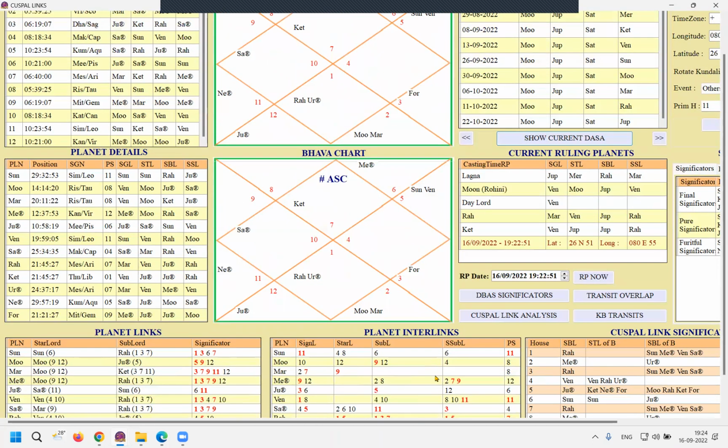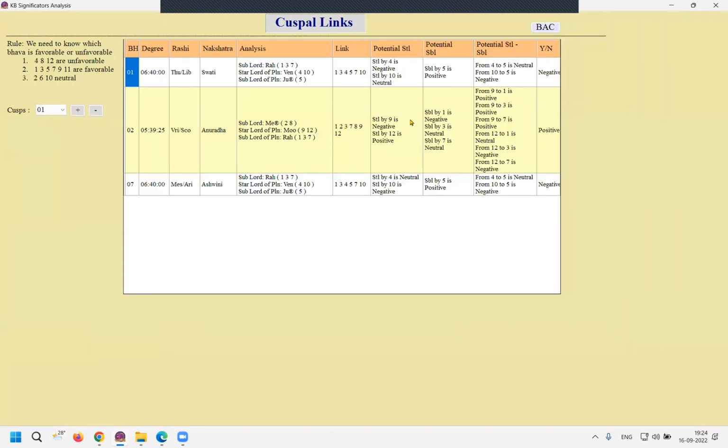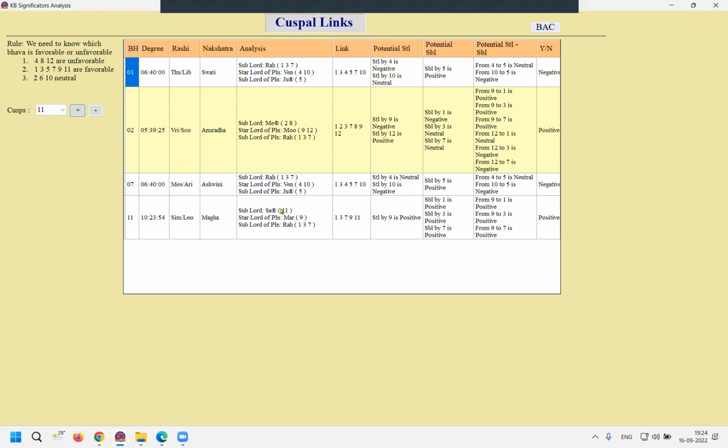And if we see the Cuspal link analysis, we can see the position here. If you see the Cuspal Interlink, we will take up firstly because we need the 11th house. By default, it is showing first house, second house, and 7th house. You can always take the 11th house also. So if we take the 11th house, it is showing Saturn, the sublord of 11th. And planet Mars is the star lord of 9th. Planet Rahu is the sublord of 1, 3, and 7. So total link is 1, 3, 7, 9, and 11.